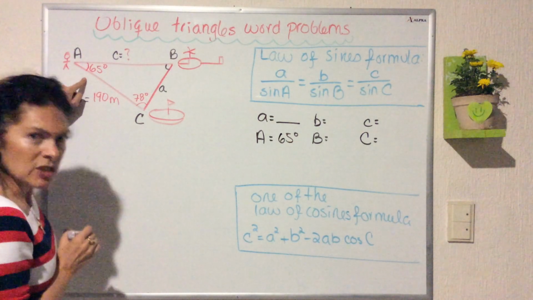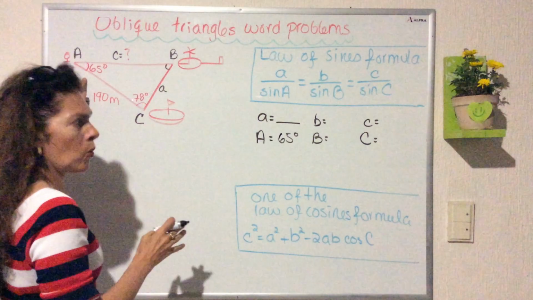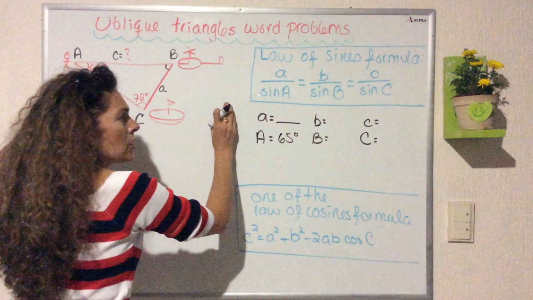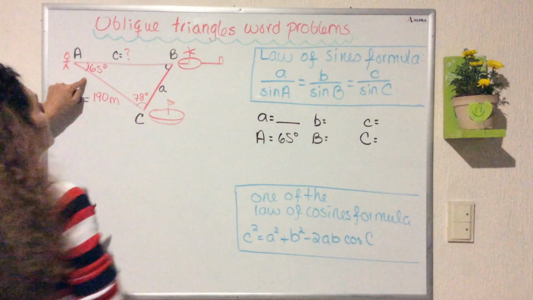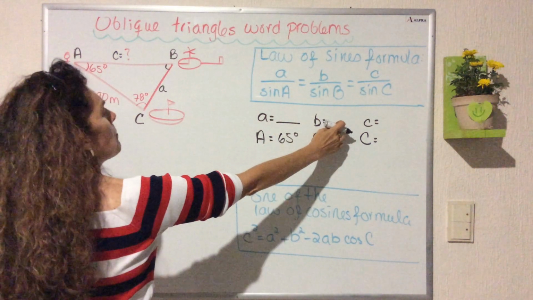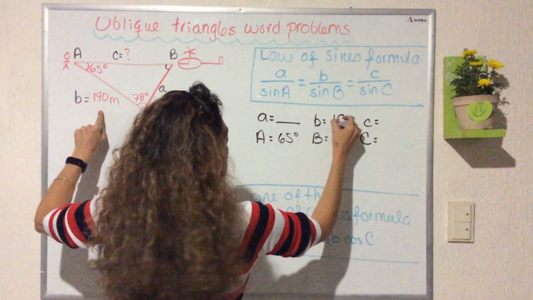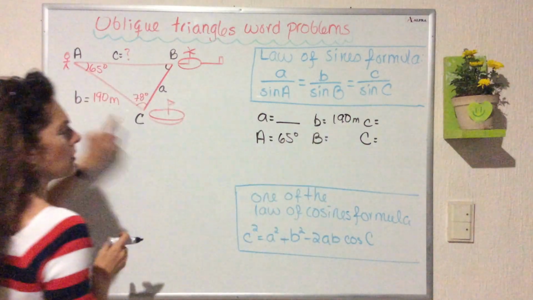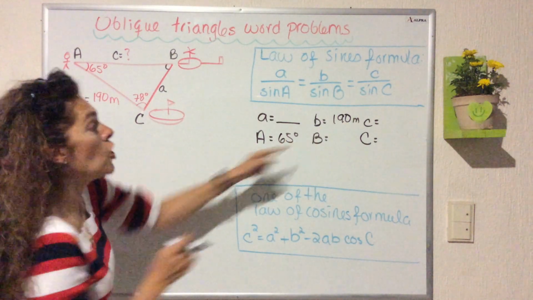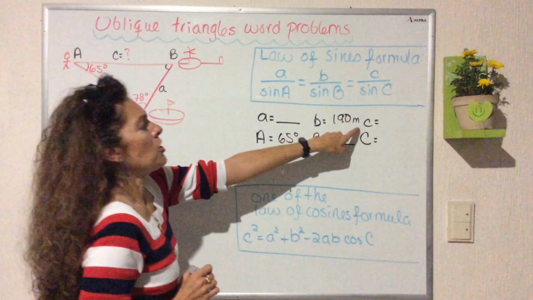Try to do the same thing, because this way helps you a lot to know if you can use the law of sines or not to solve the problems. Now, do we have the measure for side b? Yes, this is 190 meters. Good. And then, do we have the measure for angle B? No. So we're going to write a line. And then, do we have the measure for c? No.